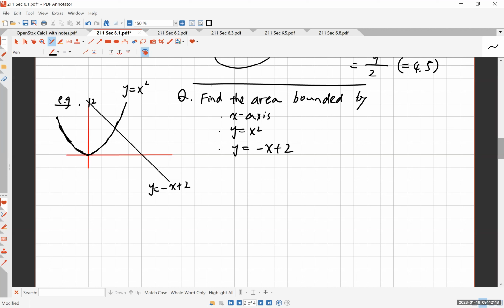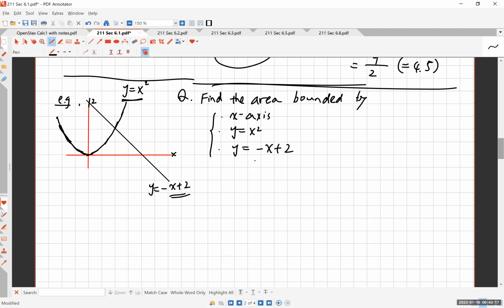All right, so here's another question. I said slightly more difficult, and you'll see why this is. Let's say the question here is, find the area of the region bounded by the x-axis, which is what you see here, y is equal to x squared, which is this parabola, and then y is -x plus 2, which is this line, right? So you can see these are correctly drawn graphs.